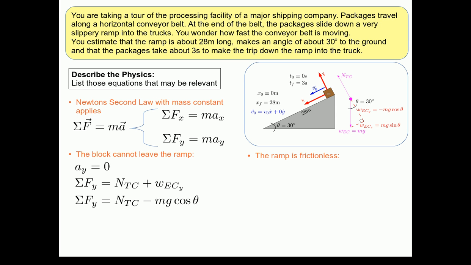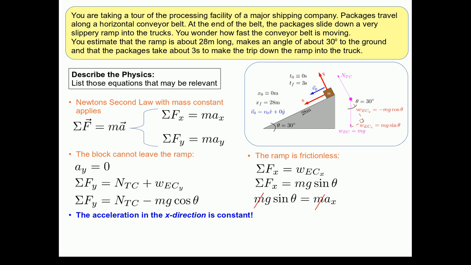We know that the ramp is frictionless. This is another one of our constraints. This means that the only force in the x direction is the x component of the weight. So substituting this into our Newton's second law for the x direction, and using that we know the x component of the weight is mg sine theta, we get mg sine theta equals m a_x. The masses in this particular expression cancel out.